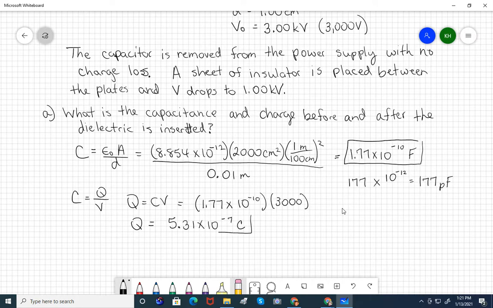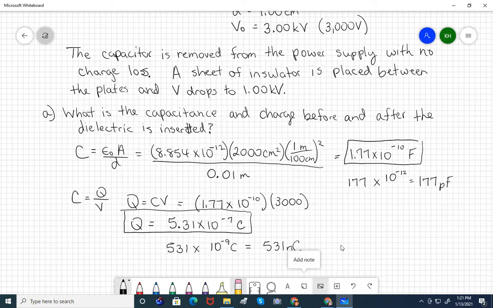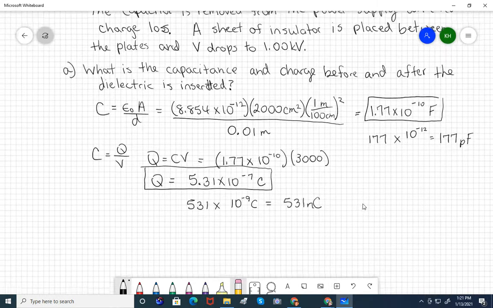Again, I'm going to leave it like that, but just in case you're ever asked to answer a particular way, I could make this 10 to the negative 9. That's 100 times smaller, so that would make this 100 times bigger. So I could answer that as 531 nanocoulombs. All right, let's keep going. What about after?